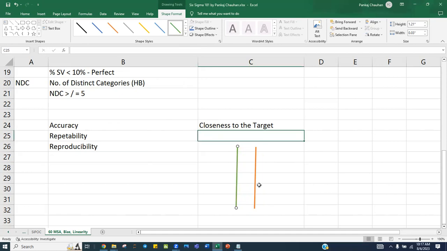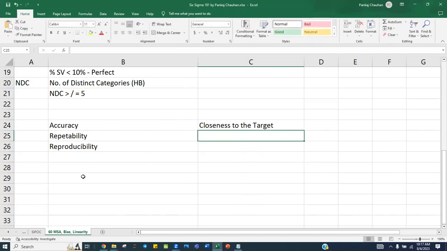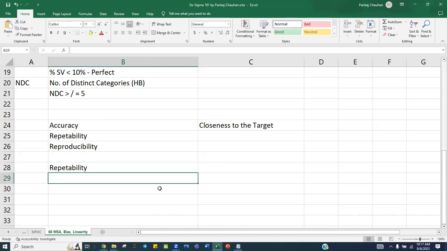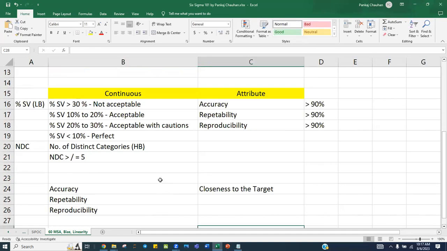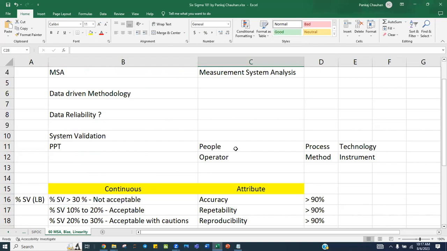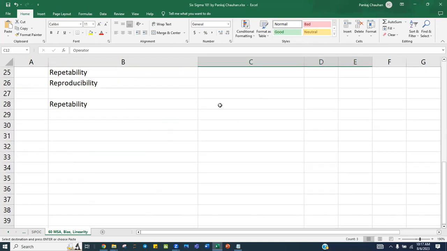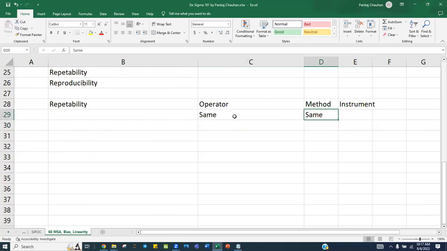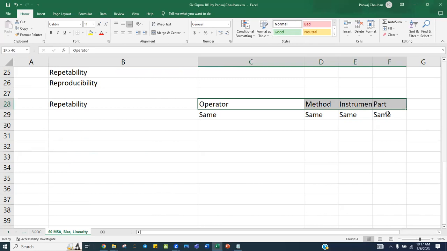This is about the accuracy, which means closeness to the target. When you talk about the repeatability, repeatability means you have the three components of a measurement system: PPT, people, process, and technology. So if your operator, which means the people, is using the same method, there is no change in the operator, there is no change in the method, there is no change in the instrument, and there is no change in the part you are measuring, and you are able to repeat the same result.